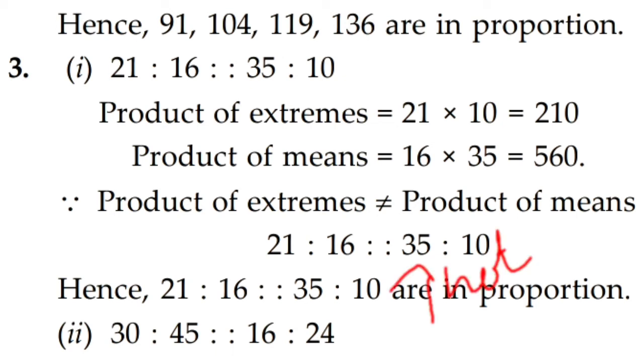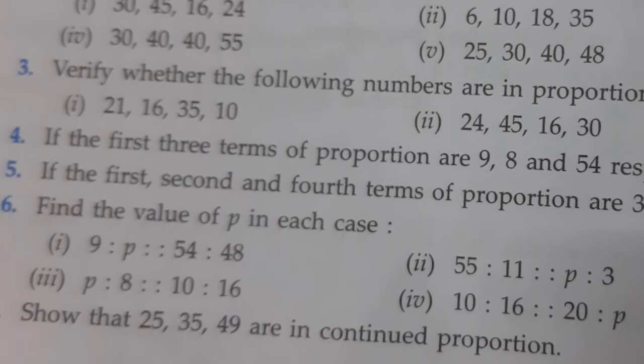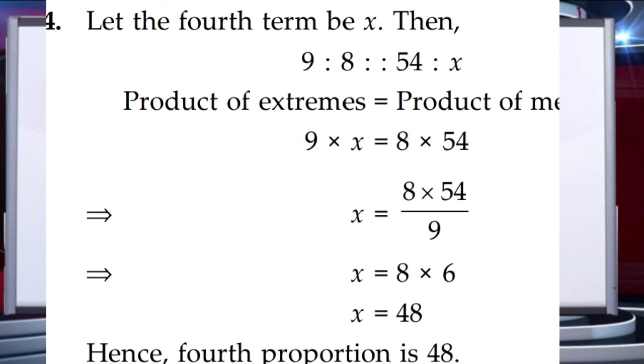Now come to question number 4. If the first three terms of a proportion are 9, 8 and 54 respectively, find the fourth term. Now students, let the fourth term be x. I have to find out this fourth term. I don't know this fourth term, so I have taken it as x. Now it is given that all these terms are in proportion, so I can write it as 9 ratio 8 is proportional to 54 ratio x. This x is my fourth term.